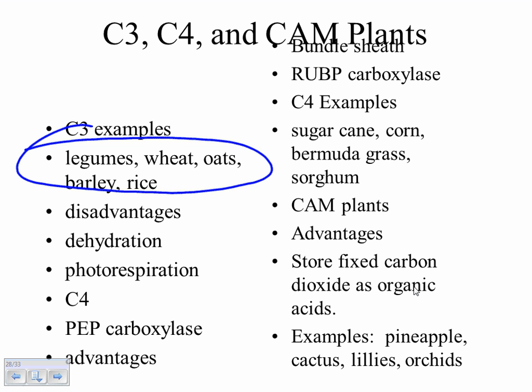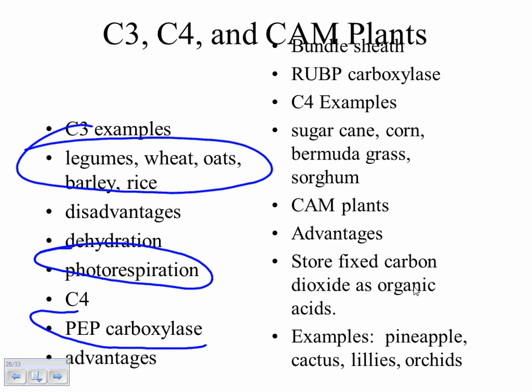And remember, the disadvantage of C3 plants is when they start to dehydrate, what do they do with their stomates? They close them. What does that do to photosynthesis in those plants? It pretty much stops it because they start fixing what instead of what? Oxygen instead of CO2, photorespiration. They can't do much photosynthesis then. It just doesn't work right. C4 plants have an adaptation.